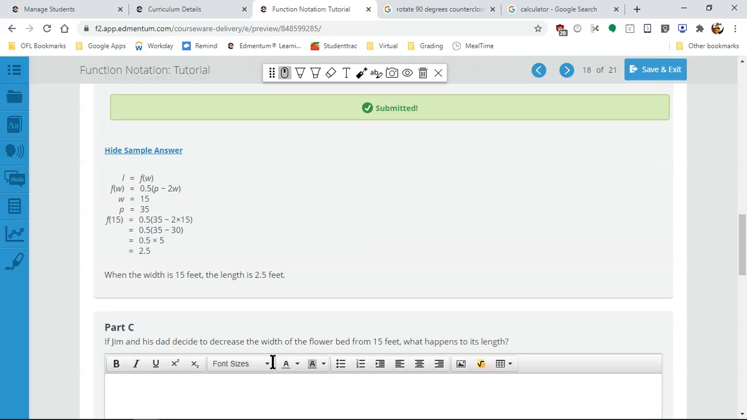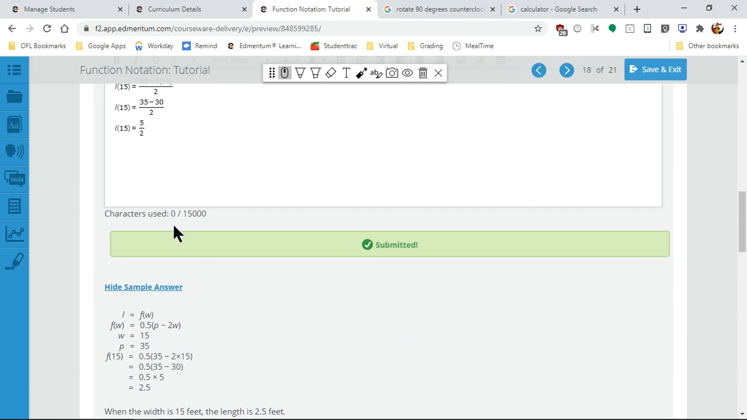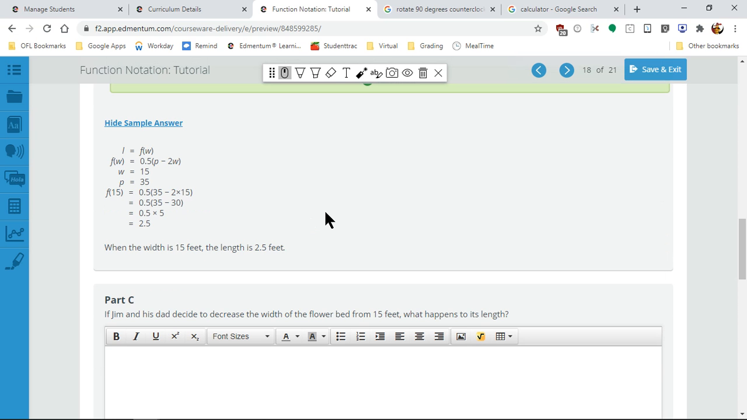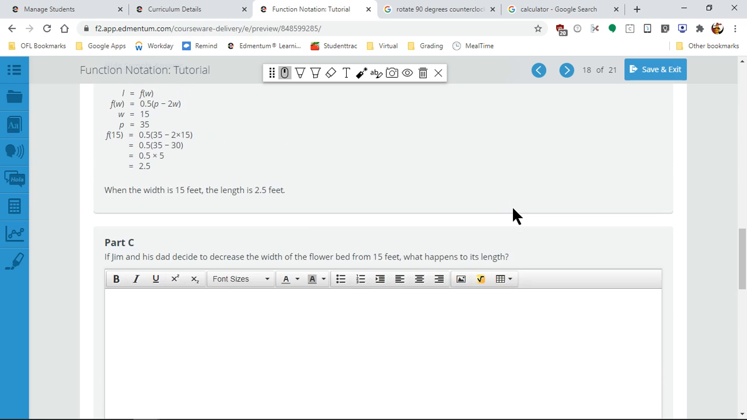I kind of get what they're saying. You know that it's 2.5 feet instead of what the heck is 5 divided by 2 feet. So that does kind of make it easier. They decide to decrease it. So Jim decides to decrease the width of the flower bed from 15. What happens to the length?